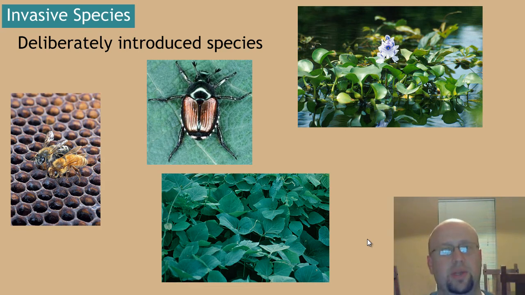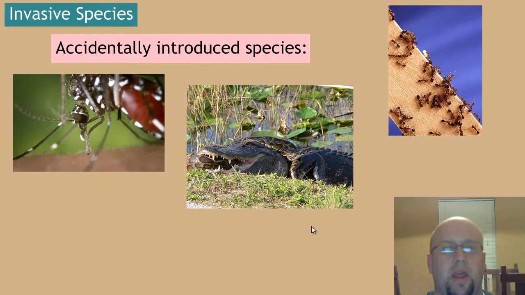I think kudzu in the South obviously is a great example for us about how it's overrun areas, and water hyacinths are as well, where they're really a pest species now, and we really have to find some way to try to get rid of them. Same deal for Japanese beetles as well.